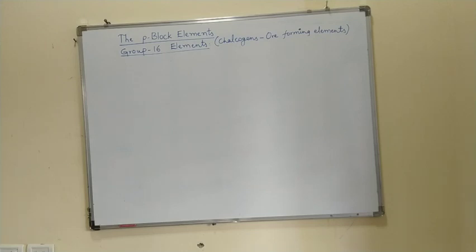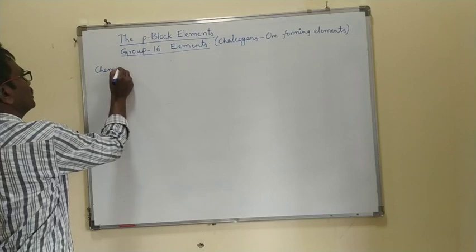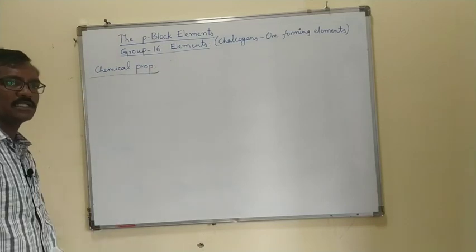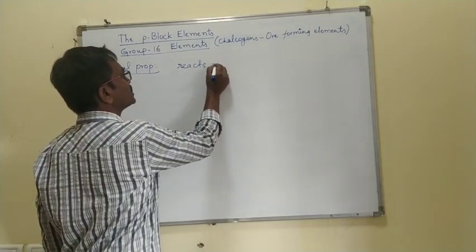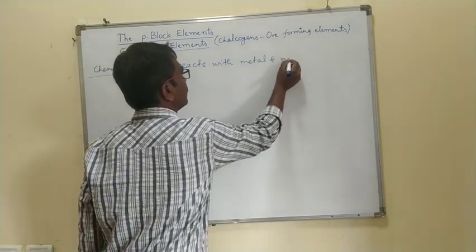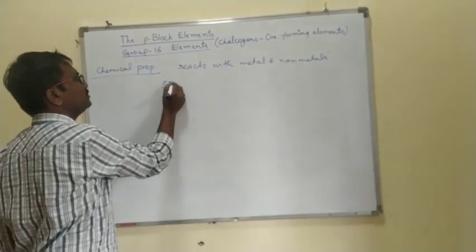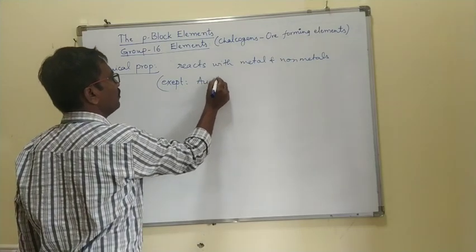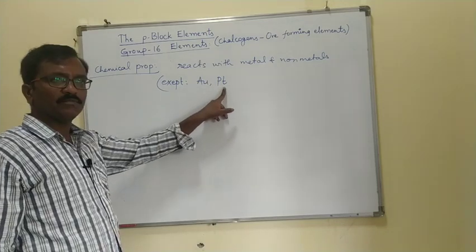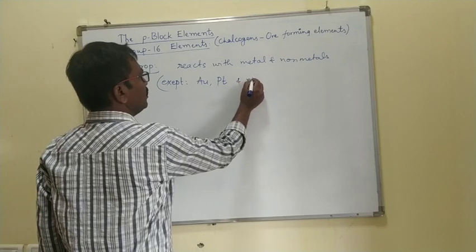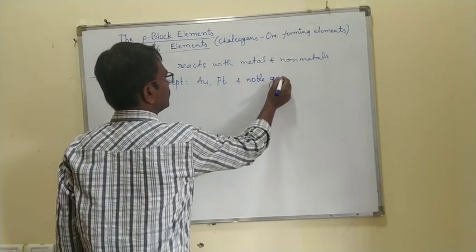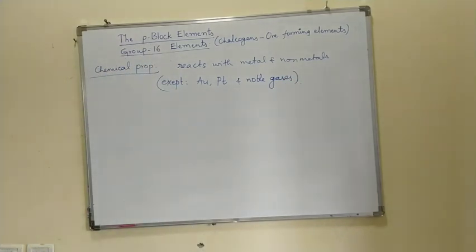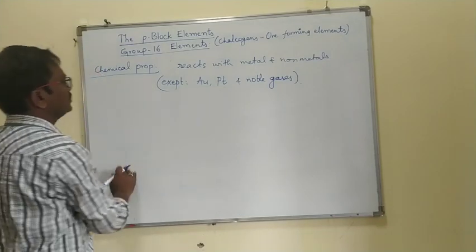Next one is the chemical properties. Oxygen reacts with almost all metals and non-metals, except gold (aurum), platinum, and noble gases. Generally, it reacts with the others.